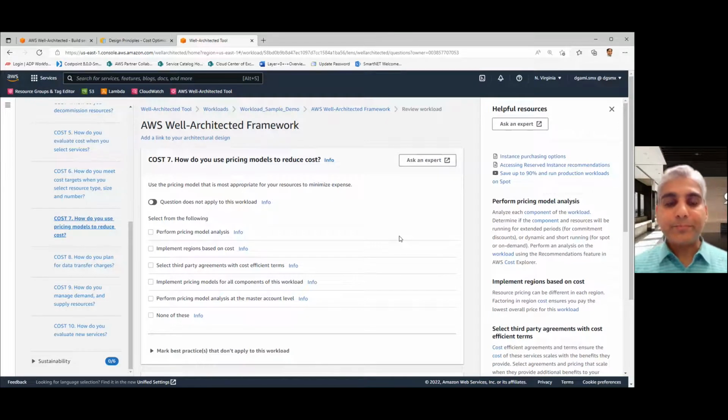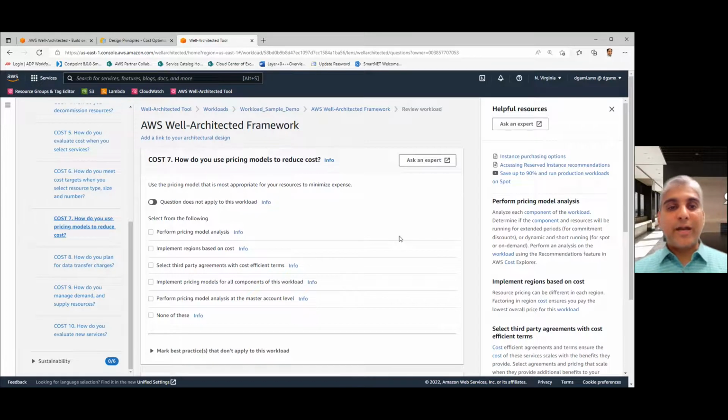So understanding how a certain resource will be used will help you determine if a certain other pricing model can be applied to it. The other piece is that different regions have a different cost per resource associated with them. It's not the same pricing across all the regions. So being more aware of which region is going to give you the best price.